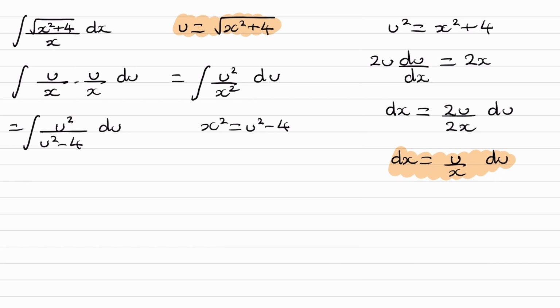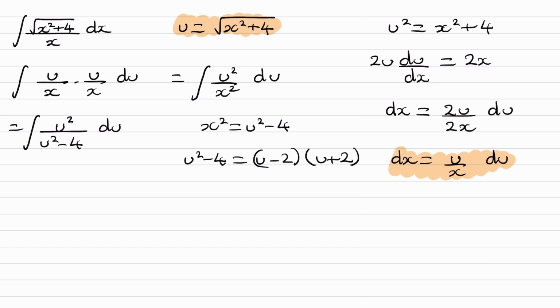Okay, so the denominator, u squared minus 4, can be rewritten as u minus 2, u plus 2. So we can use partial fractions to integrate what we have here. But before we do partial fractions, we first have to do long division, because this is an improper algebraic fraction.